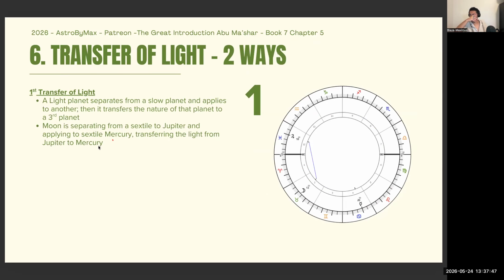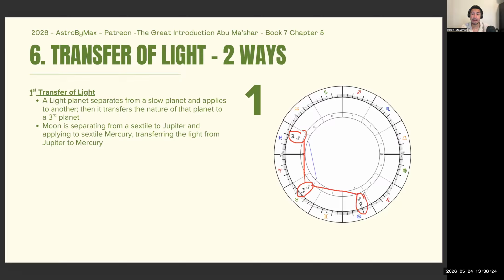Next, we have transfer of light. Transfer of light is when a light planet separates from a slow planet and applies to another planet, and then transfers the nature of that planet to a third planet. In this case, a light planet, which is the moon, separates from a slow planet, which is Jupiter. They're in a sextile here. Then that light planet applies to another planet, so the moon will be applying to sextile Mercury.